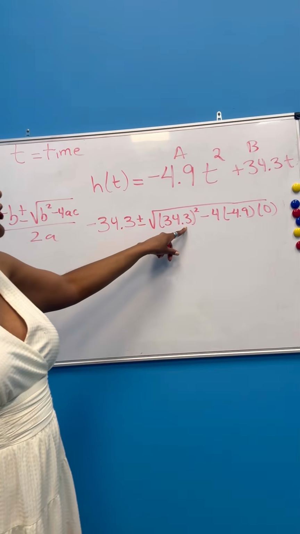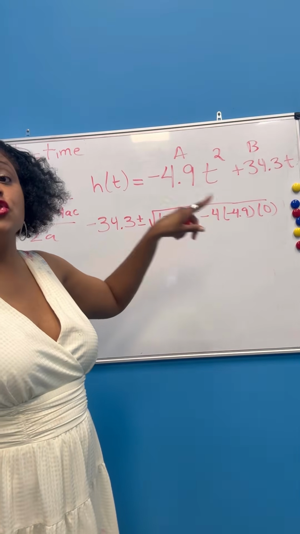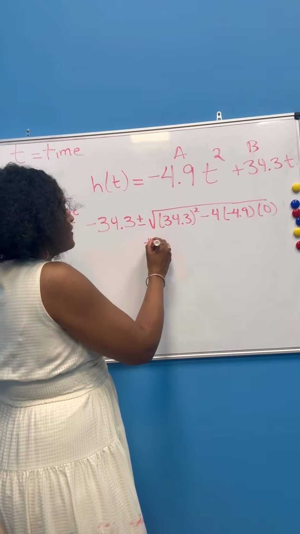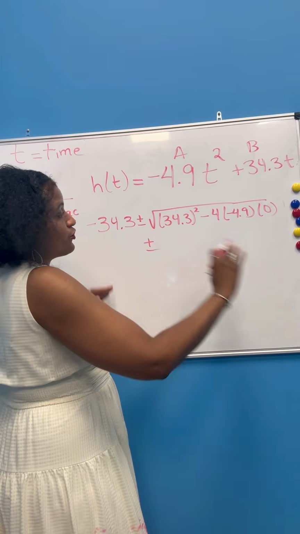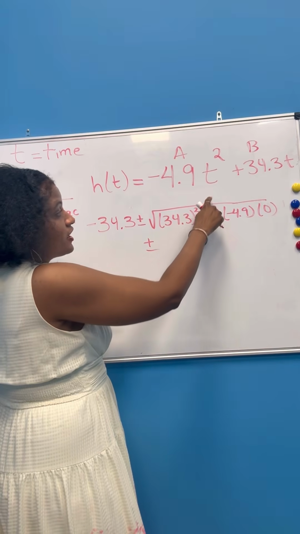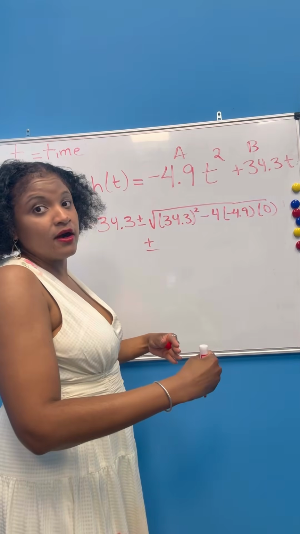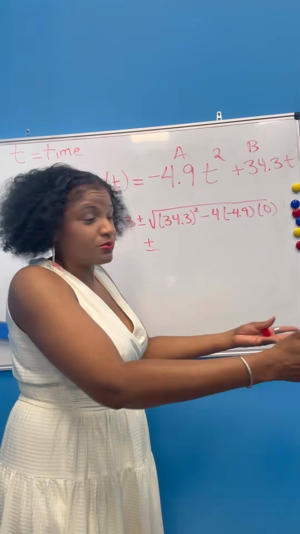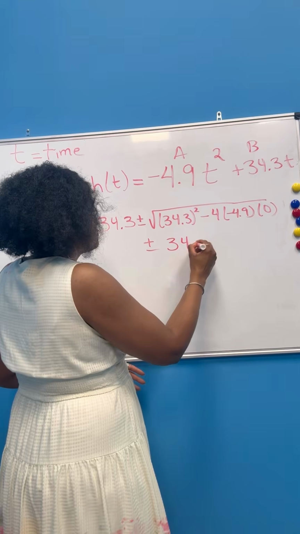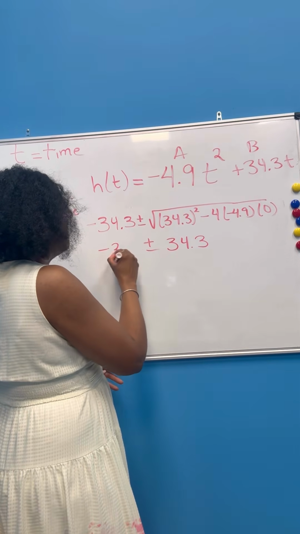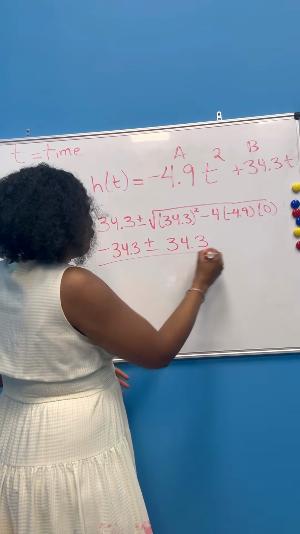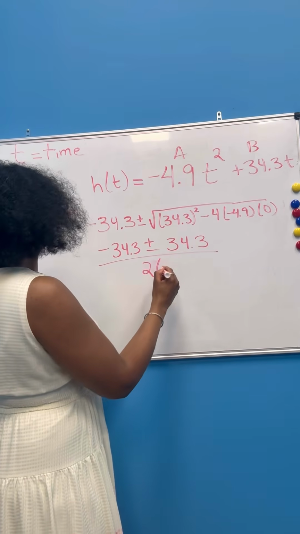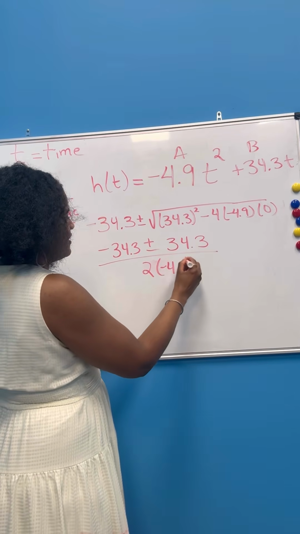So I have 34.3 to the second power, but I also see that I'm taking the square root of it. So I know they cancel each other out. I'm going to just be left with 34.3, because the square and the square root will cancel each other out. So all I will have is 34.3 minus 0, but 0 is nothing. So we're just going to have 34.3 over 0. Oh, I'm sorry. Ooh, I did not mean that. Over 2 times negative 4.9.